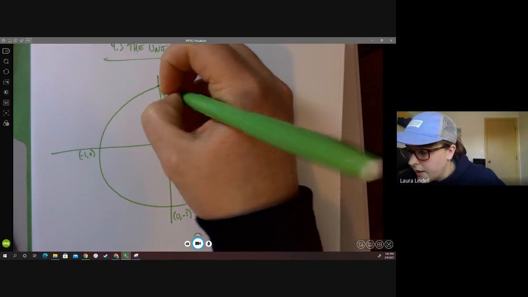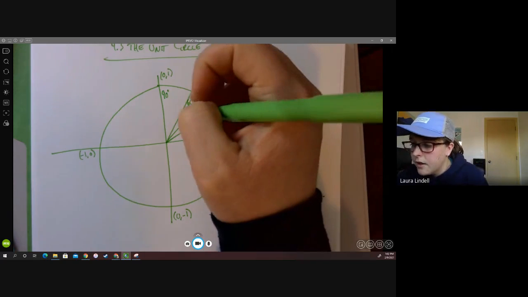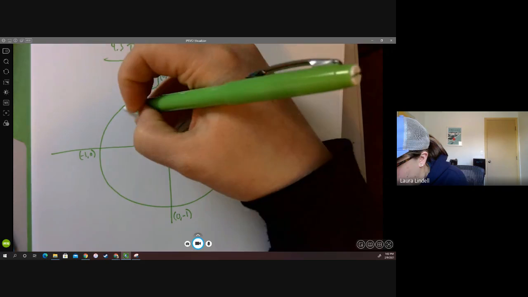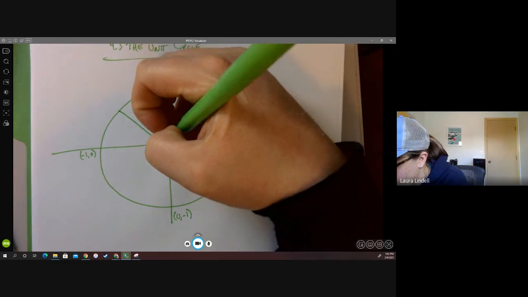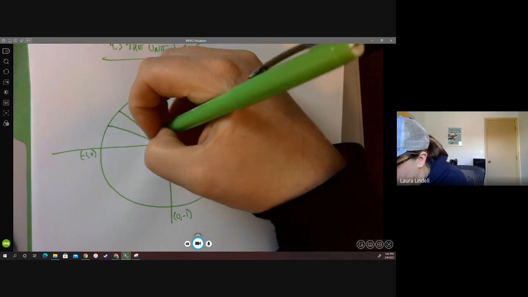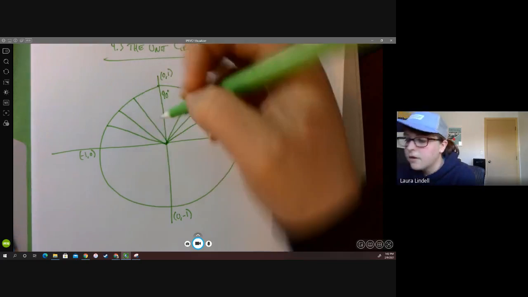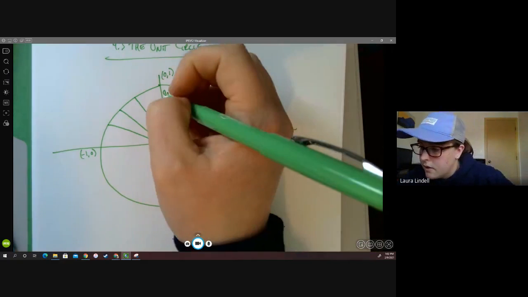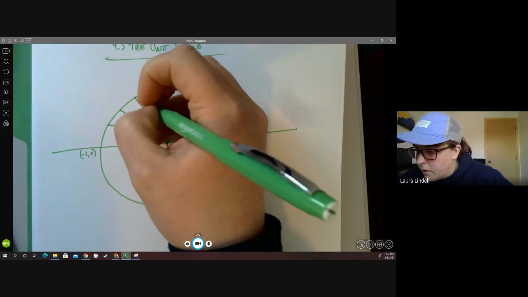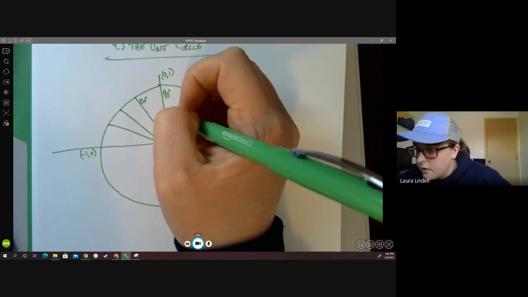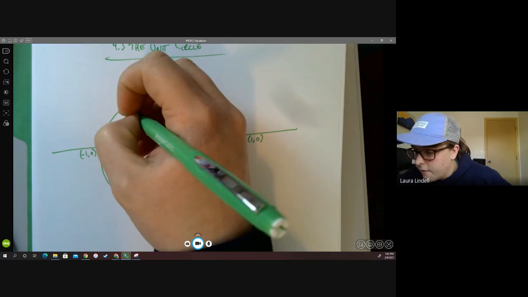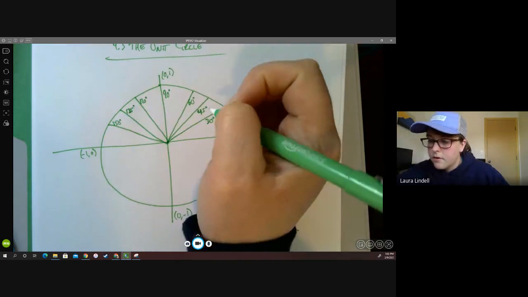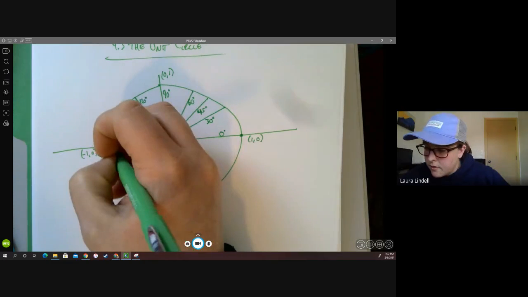So then this one is 90, because 60 and 30 is 90. Then we're going to make those 3 in the next quadrant as well, and again we're just doing our best to make these lines. So this one would be 120 degrees, 135, 150, 180.